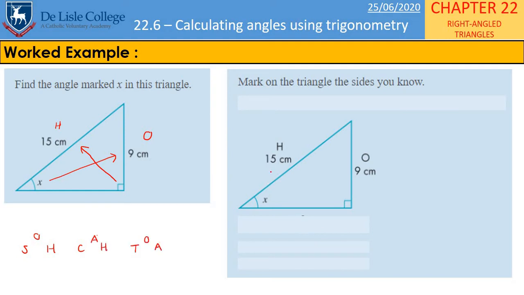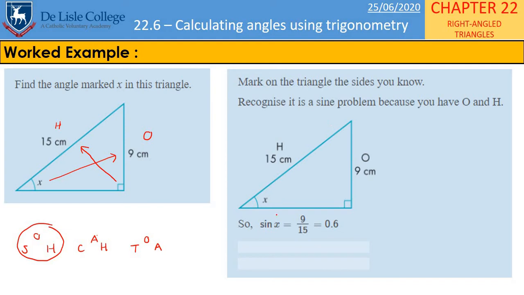TOA. So which trigonometric ratio has hypotenuse and opposite? Well, it's this one. So we know we're using sine. Okay. So then we know, well, to get the angle, we have to do the opposite over the hypotenuse. So 9/15, which is 0.6, if you want to look at it that way.